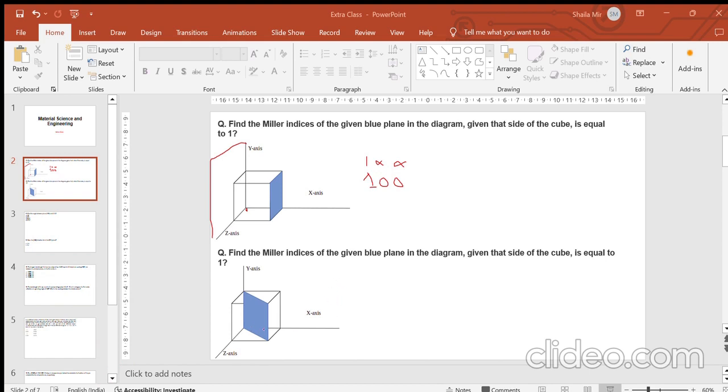So for this plane, you will call it bar 1, 0, 1. This is your plane. And this was 100. Is it clear? It is important to know where you have to choose your origin, and then accordingly you can put the indices for the plane. Okay.